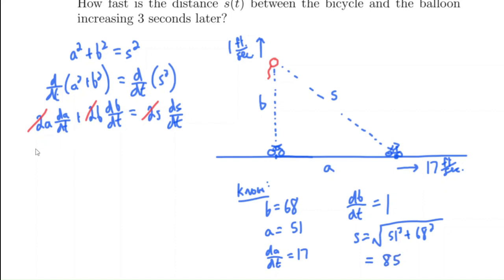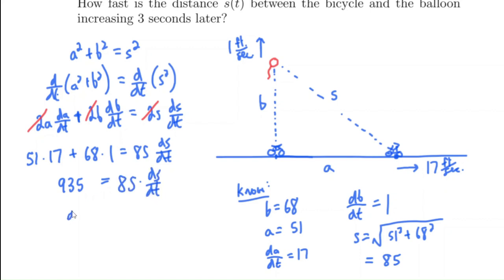So let's plug things in. We have 51, so that's our A, times dA/dt, which is 17, plus, this is a plus here, B, which is 68, times dB/dt, which is 1, equals 85 times dS/dt. Now, the left-hand side ends up being 935, and that equals 85 times dS/dt. So dS/dt is going to be 935 divided by 85, which turns out, I really rigged this one up to be nice, it turns out it's just 11.